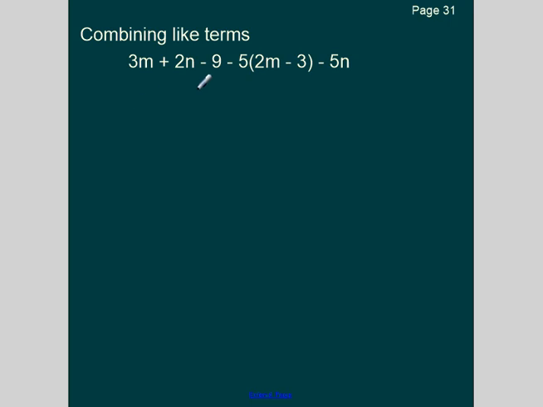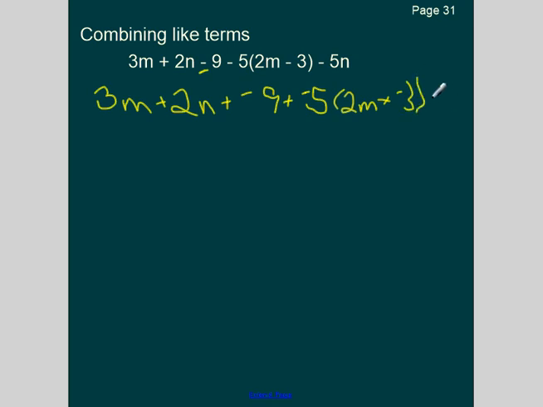The first thing we're going to do is go through and change all of our subtraction here to adding the opposite. It's just going to make it easier when we go to solve this. So we have 3m plus 2n. Instead of minus 9, we're going to do plus negative 9. Instead of minus 5, we're going to do plus negative 5. And then we have our parentheses, 2m plus negative 3. And then finally plus negative 5n.